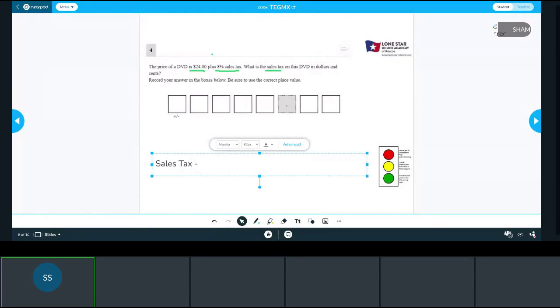Sales tax as a percent is 8%, right? And I can say as a decimal, it's going to be how much? Think. It's going to be 0.08. Okay. So in order for me to find sales tax, I just multiply. I know sales tax is 8%, that is 0.08 times the price, times $24. Go do the calculations and see how much you end up getting.